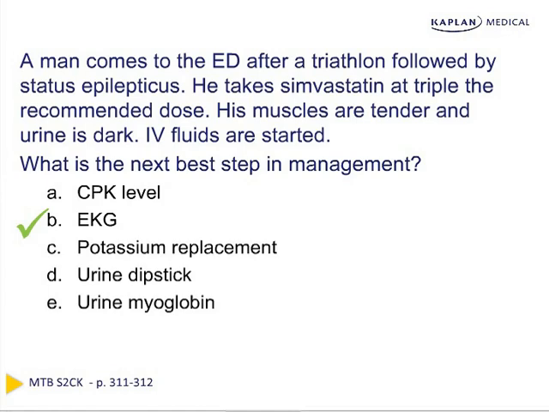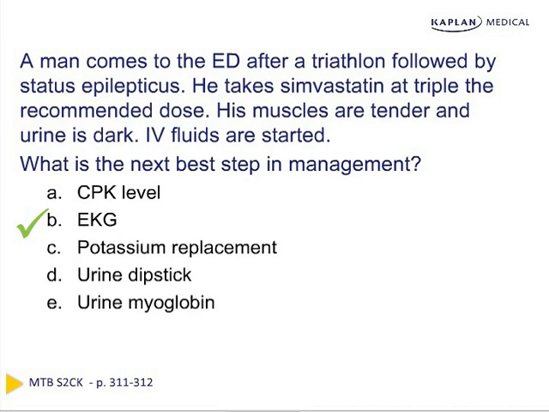An EKG should always be done first and foremost anytime rhabdomyolysis is suspected, because as we discussed, when muscle cells are breaking down, the intracellular potassium leaks into the serum. Hyperkalemia can lead to fatal arrhythmias, so we always want to identify those with EKG and initiate appropriate treatment before we go about diagnosing and confirming the rhabdomyolysis that started it all.